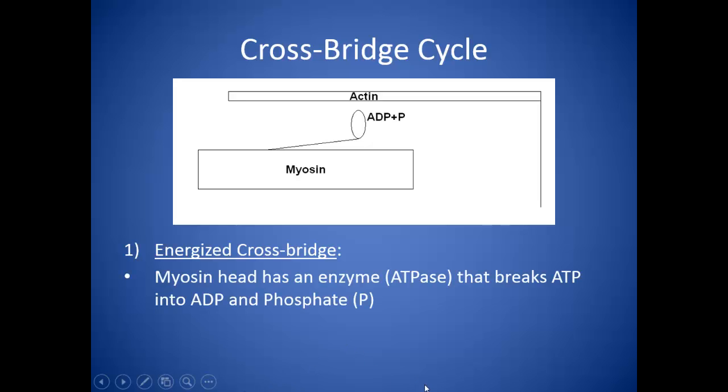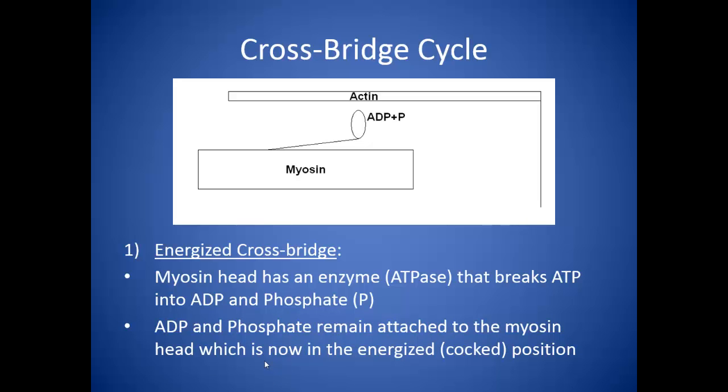So the myosin head actually has an enzyme called ATPase, and that's what actually breaks the third phosphate off of the ATP and results in an ADP and phosphate. And as I just mentioned, it's the energy that's released in that process that causes the myosin head to change shape. And we know how important shape and shape changes are to proteins. That myosin head is now in the cocked or energized position.